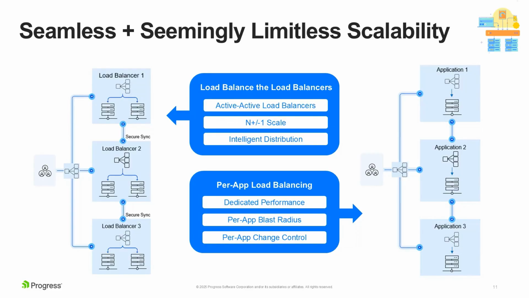Truthfully, nothing is limitless, but elastic scale is nevertheless the best approach to ensuring you can grow your load balancing architecture to meet business demands. Be able to load balance your load balancers in efforts to scale up or down in pursuit of the performance or resilience your applications demand. Per app load balancing enables the ultimate control by dedicating an entire load balancing instance to a single application.